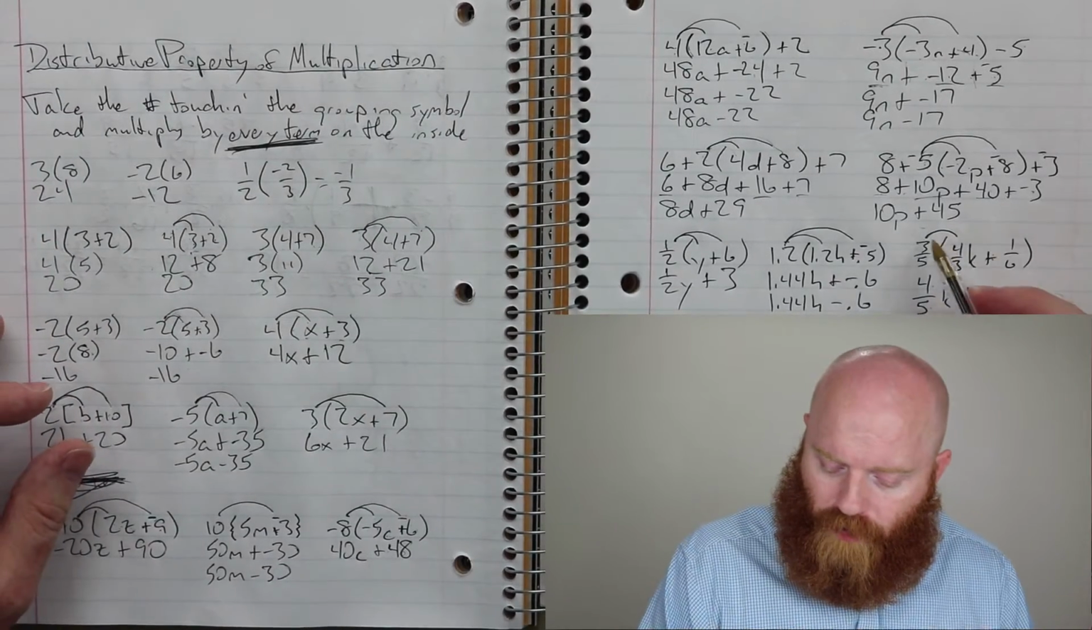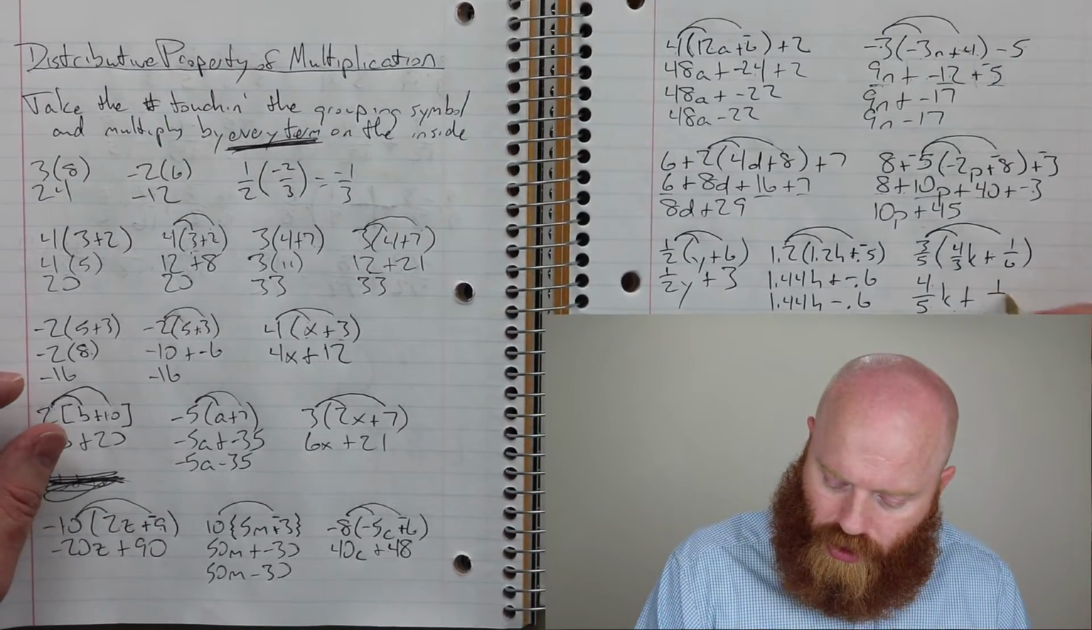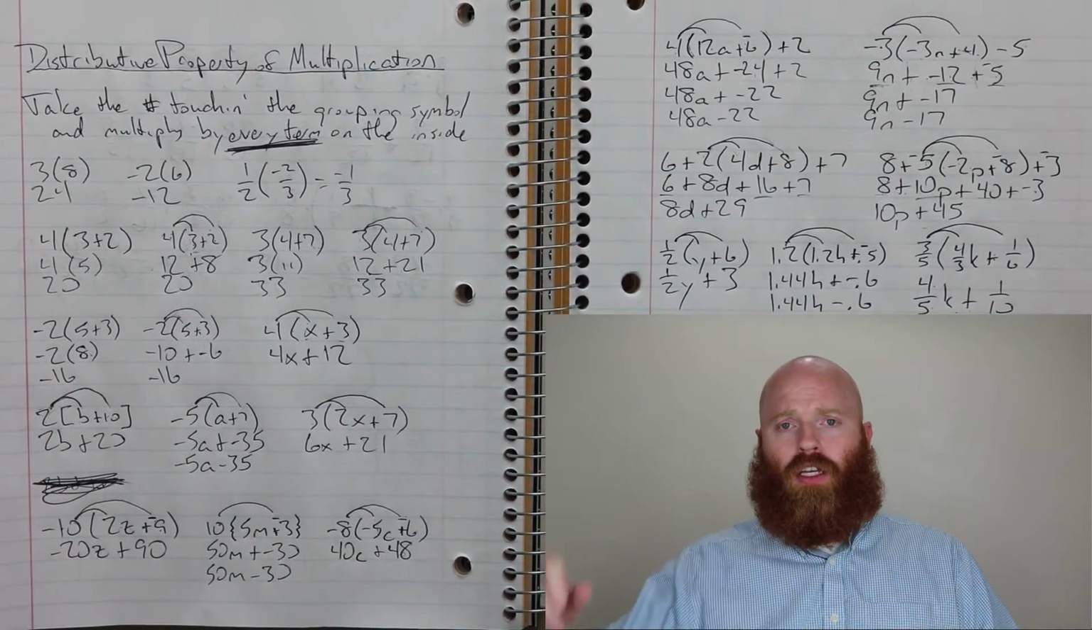Bring down a plus. Okay, 3/5 times 1/6. I think that's 1/10. And I think that's the answer in the end of the video.